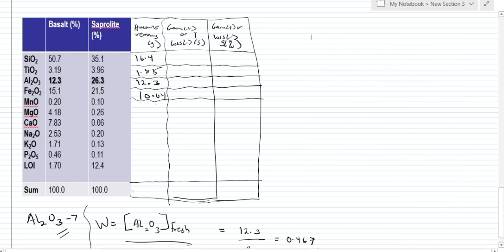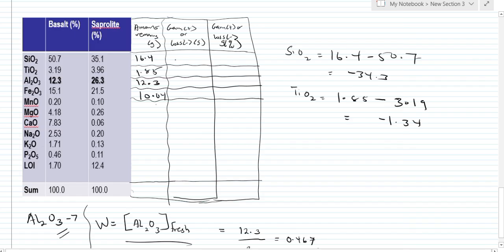Now let's move to gain or loss in grams. In order to calculate the gain or loss in grams, you simply have to subtract the fresh from the amount remaining. So for SiO2, we have 16.4 minus 50.7, and that gives minus 34.3. For TiO2, we have 1.85 minus 3.19, and that should give you minus 1.34. When you do that for this, you get 0. When you do that for this, you get minus 5.06. So you do that for the remaining.